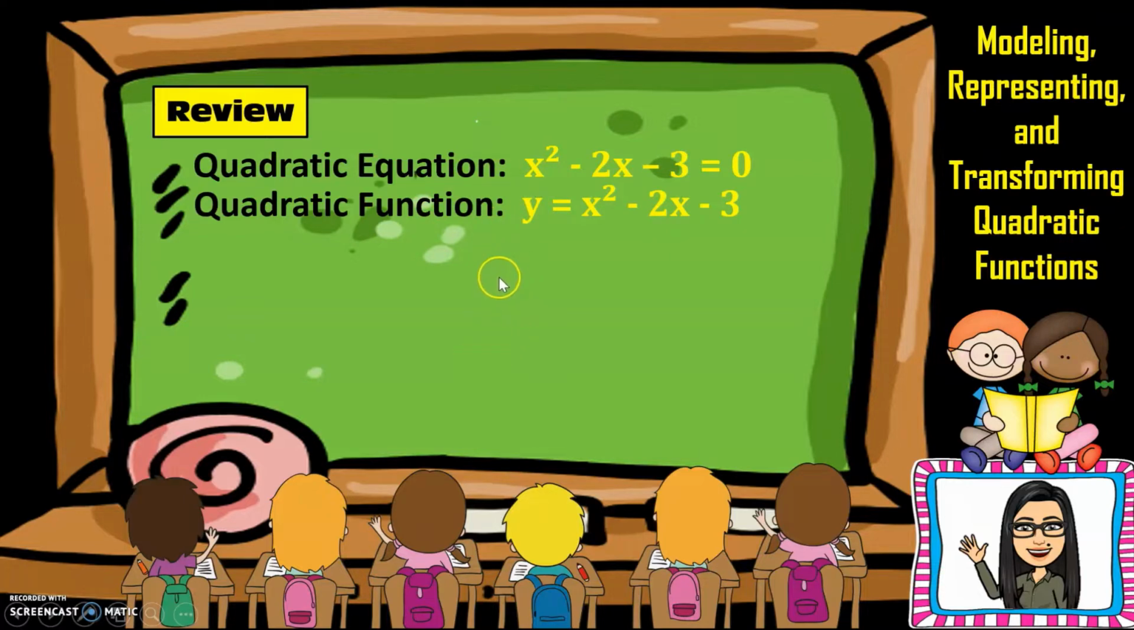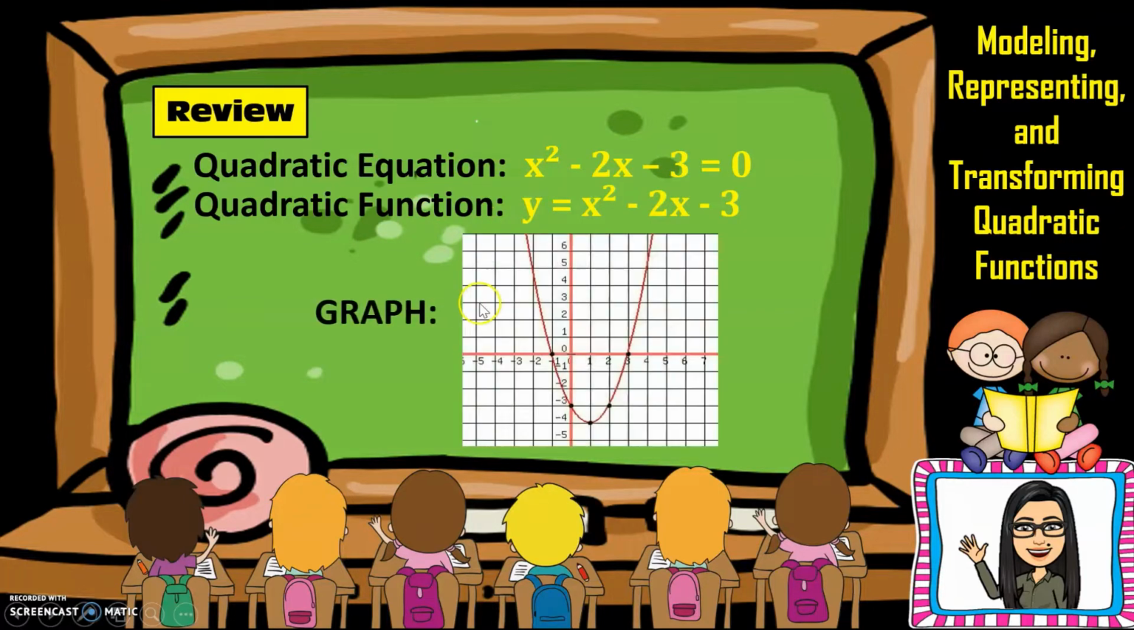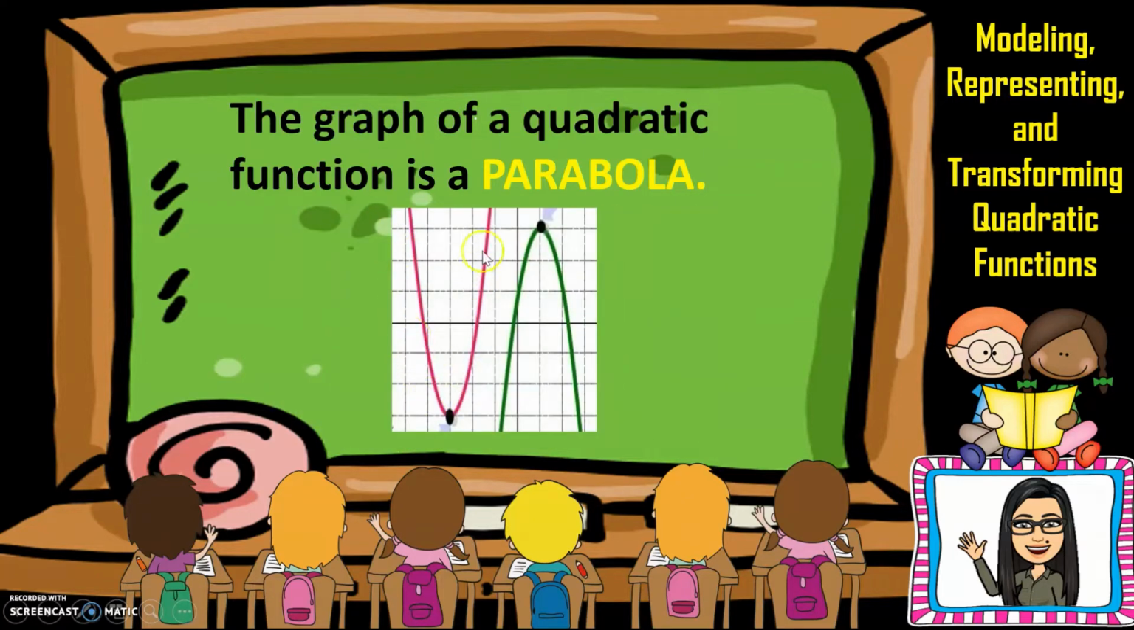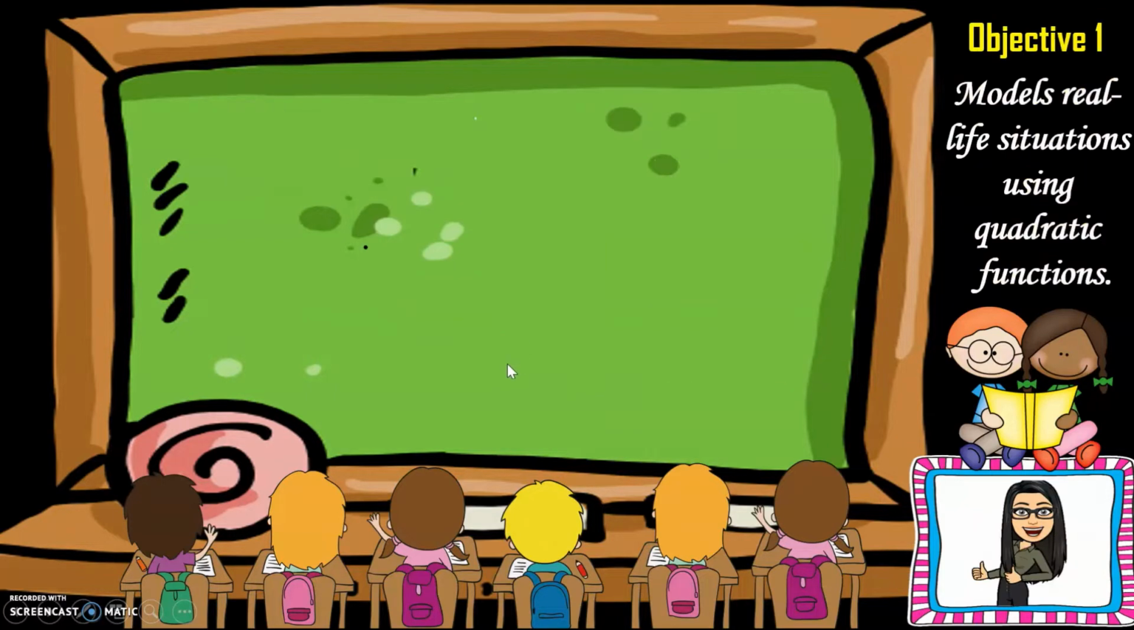And sa pag-graph, ganito po yung makikita nating figure. The graph of a quadratic function is called a parabola. And when we say parabola, it can open upward or downward. Now, for us to understand the topic further, let's have some examples.